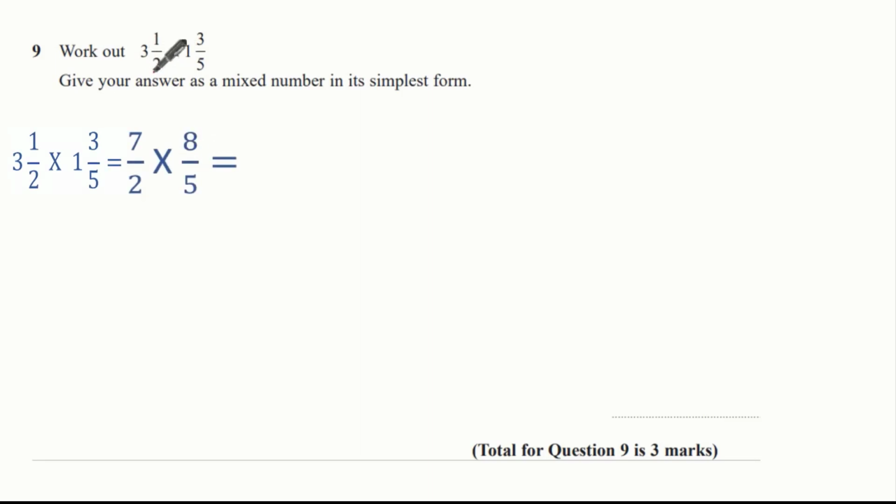So 3 times 2 add 1 is our 7 over the 2. 1 times 5 add our 3 is our 8 over 5. Remember, with multiplication, it's super easy. 7 times 8 is our 56, and 2 times 5 is our 10. Now we need to convert it back into a mixed number. So how many 10s go into 56? Well, we know it's 5, remaining 6 over 10. Now, because the question wants us to write it in its simplest form, we can see the final answer must be 5 3/5.